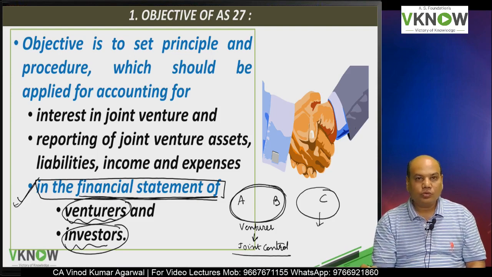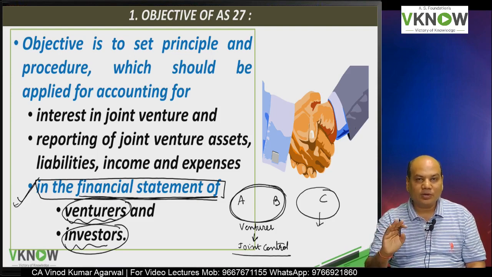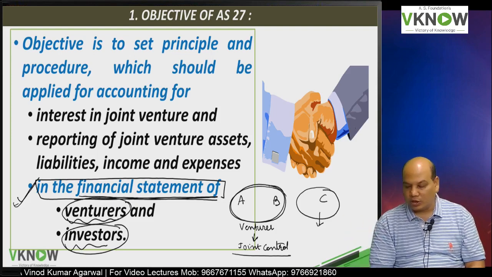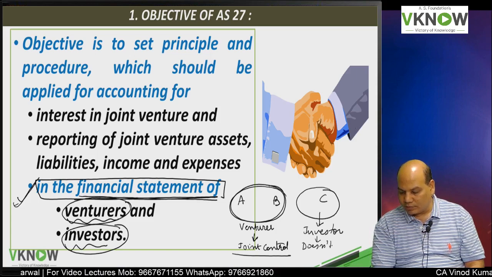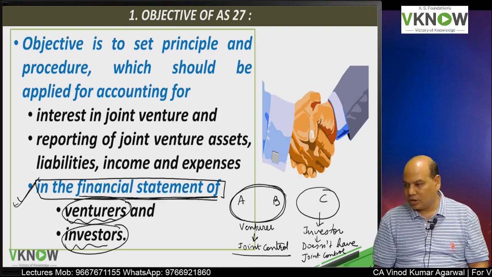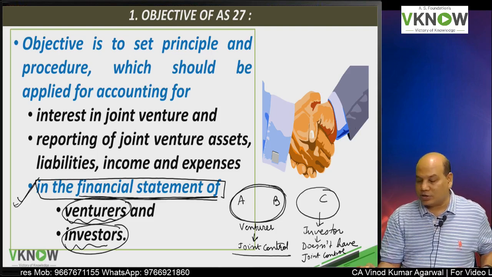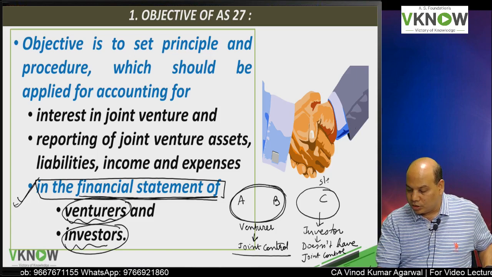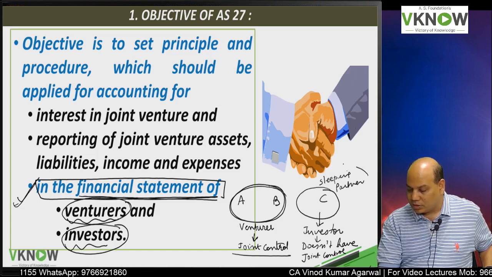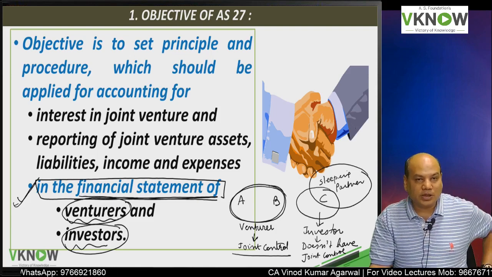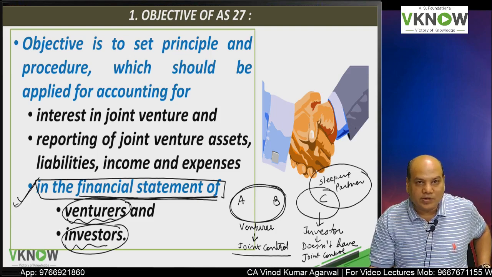C, who is just providing capital but who is not having joint control, is called an investor. He does not have joint control. So in your partnership chapter, we used to call him sleeping partner. He is like that only. This standard does not use the term sleeping partner, but an investor is like that.